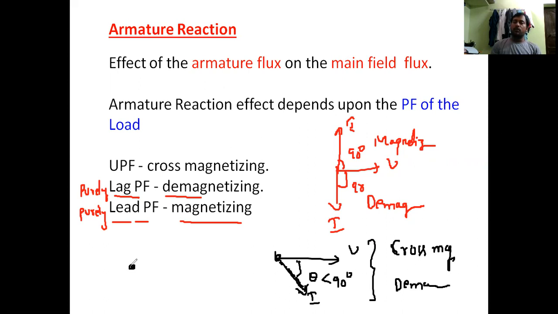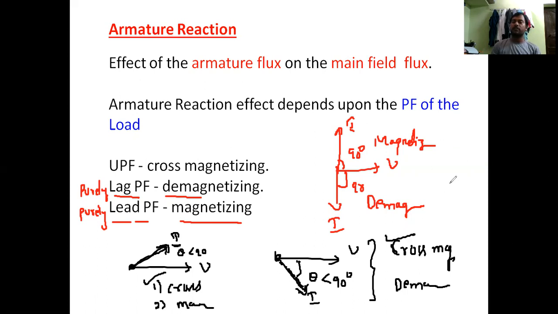For example, the voltage is like this, and the current will not be exactly purely leading. The current will be like this, and if it is like this, it is less than 90. Theta is less than 90. That's why the first one, cross magnetization effect, will take place. Second, this is leading in nature. That's why magnetization effect will take place. You may wonder why cross magnetization effect will take place.